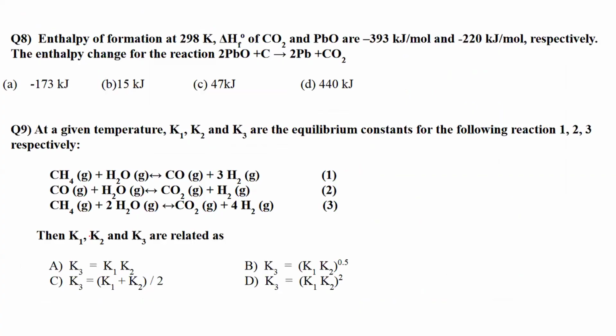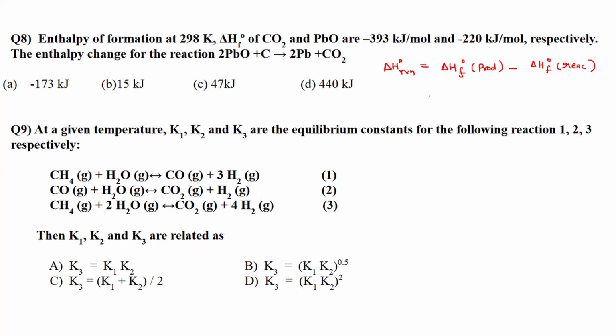Okay. Coming to the next question, the enthalpy of formation at 298 Kelvin, delta Hf naught of CO2 and PbO are minus 393 and minus 220 respectively. The enthalpy change for the whole reaction is what? So we have studied that delta H of a reaction equals delta H formation of the products minus delta H formation of the reactants, right?